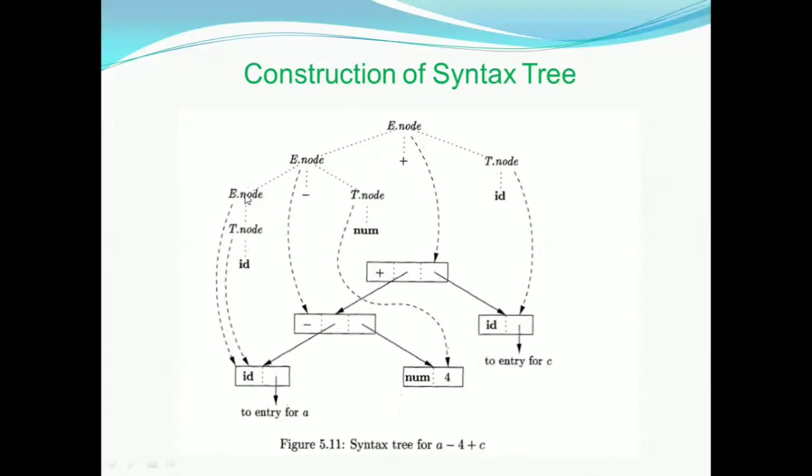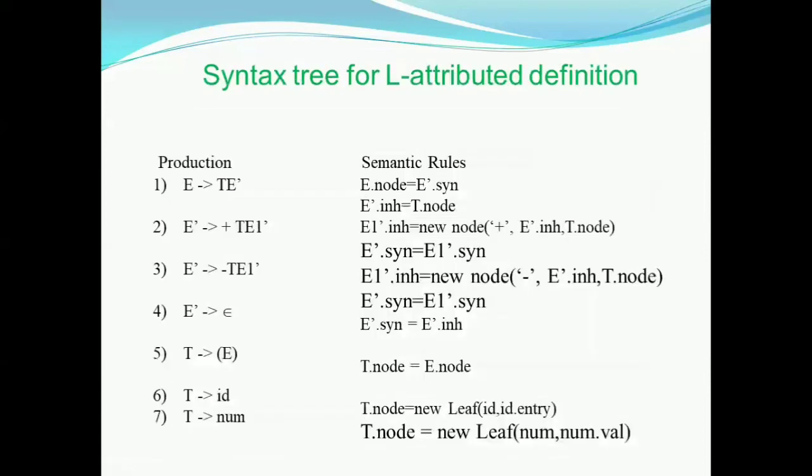T dot node is going to get its value from E dot node. Finally, this E dot node will get its value after evaluating this particular node. Similarly, it happens with respect to E plus T also. So this is how we are going to construct a syntax tree using a syntax directed definition. It's an application of syntax directed translation.